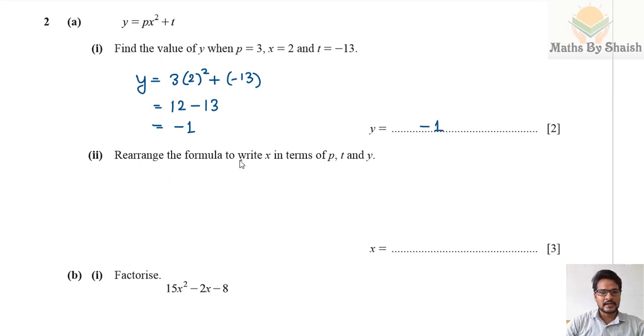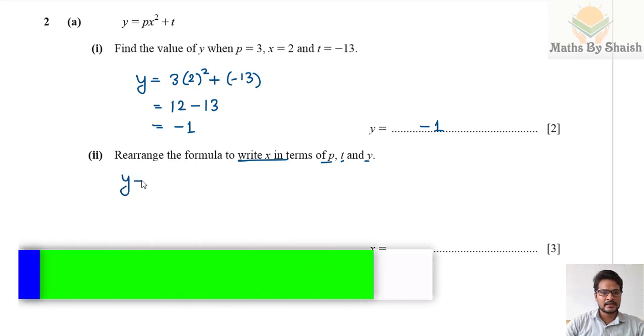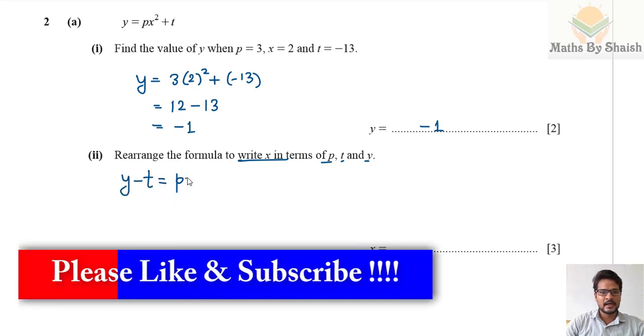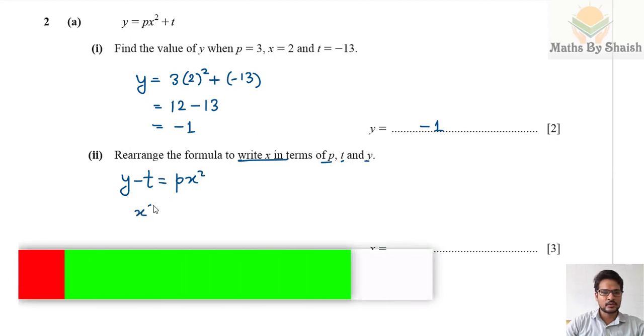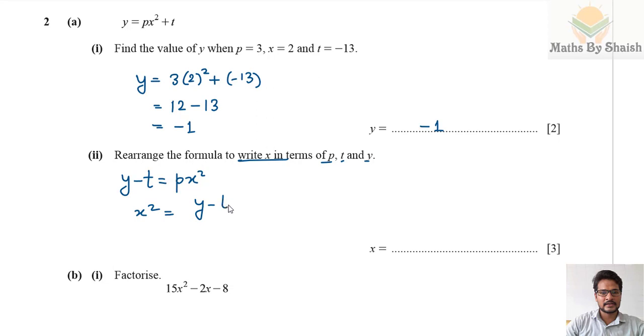Rearrange the formula to write x in terms of p, t, and y. This question could have been like, make x the subject. So first of all, we will make x square alone on one side. So y minus t becomes px square. Now p is also extra, so we will take x square as y minus t over p. We can do it like that.